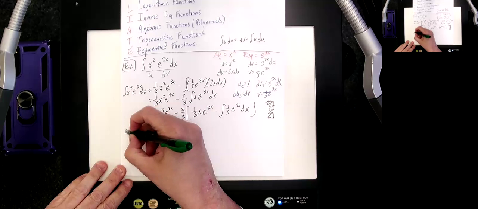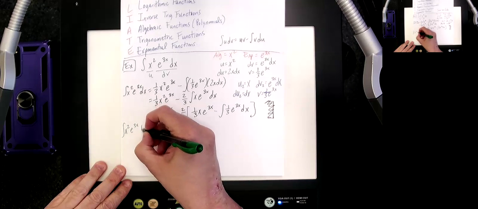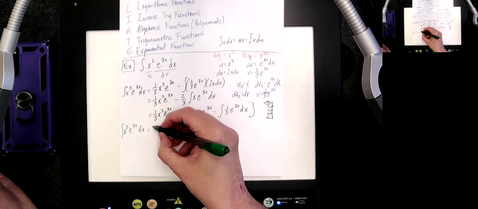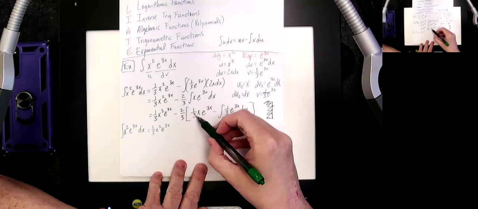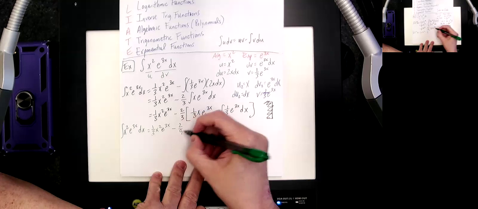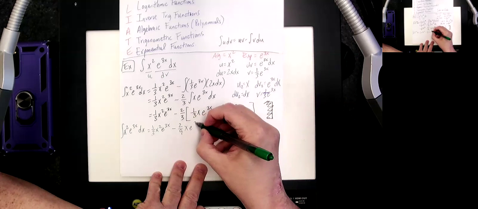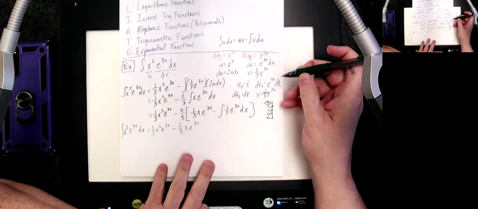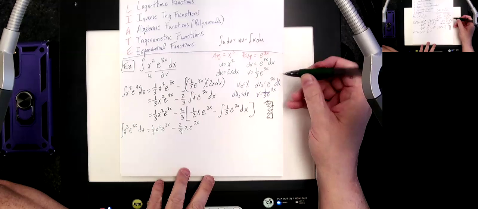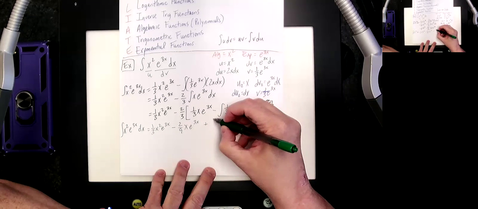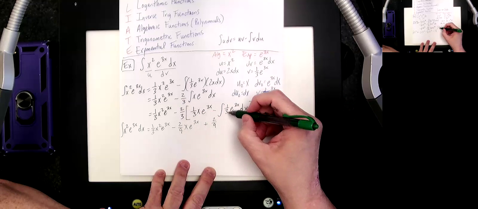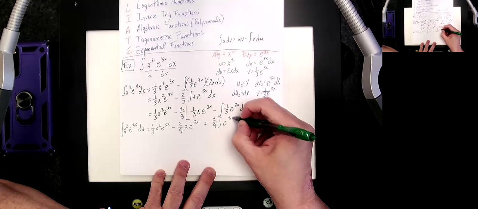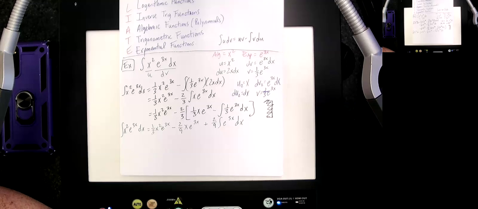So the integral of x squared e to the 3x dx equals, we've got 1/3 x squared e to the 3x. If I distribute the 2/3, I've got minus 2/9 x e to the 3x. And then I've got plus 2/9, doing the 2/3 times the 1/3 integral of e to the 3x dx. You could probably skip this step with practice. I'm making sure I write down that I was just distributing here.